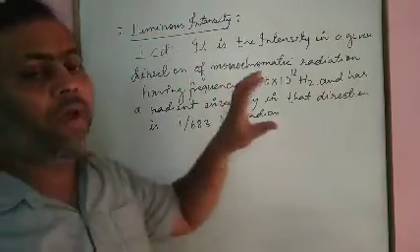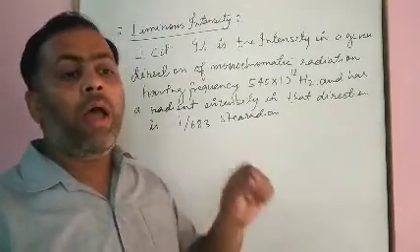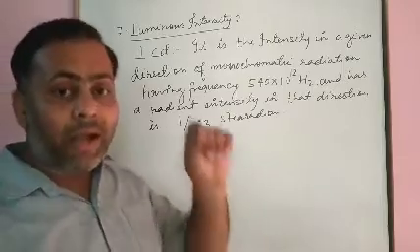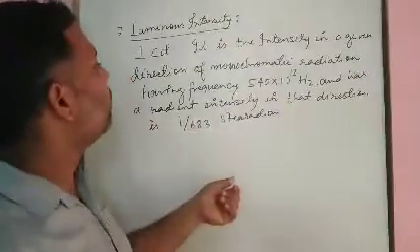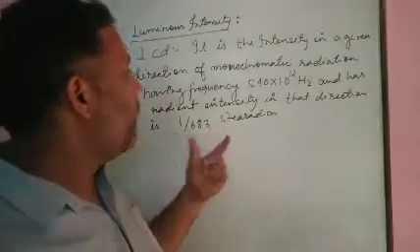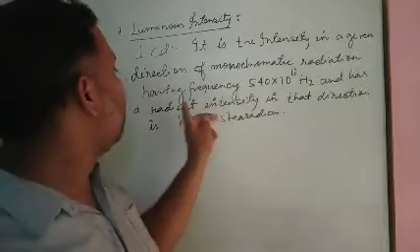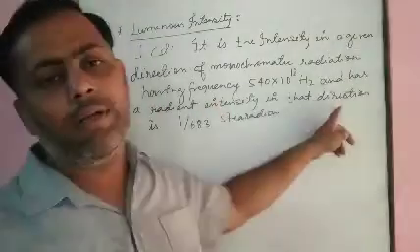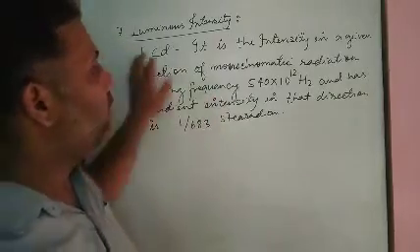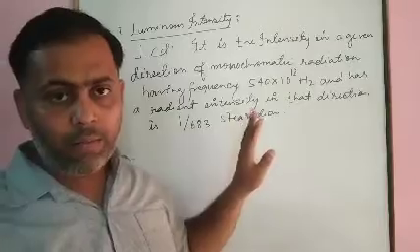In order to define luminous intensity, we should have a source, and that source is composed of monochromatic radiation. That radiation should have the frequency of 540 into 10 to the power 12 hertz, and we know steradian is a solid angle. It has a radiant intensity in a given direction of 1 upon 683 steradian. In that case, the intensity which we got is equal to 1 candela. Clear?